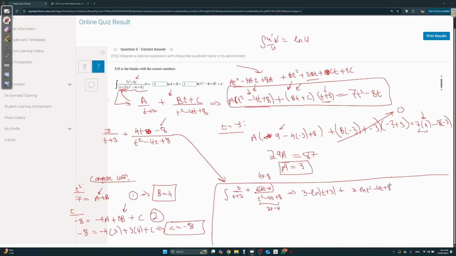minus 4t plus 8. But what do you have to do? Multiply by 2. Why? Because here we have that 2 here. Same way how we had to multiply by 3 here, you have to multiply by 2 here. Okay? Same thing. So this is your integral, and you can't forget your constant of integration. So 3 and 2. Perfect.